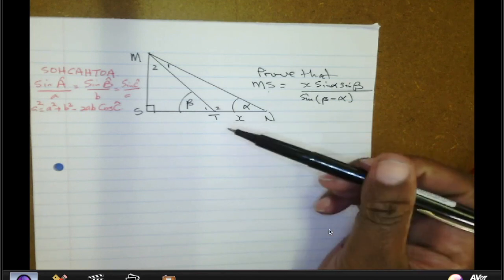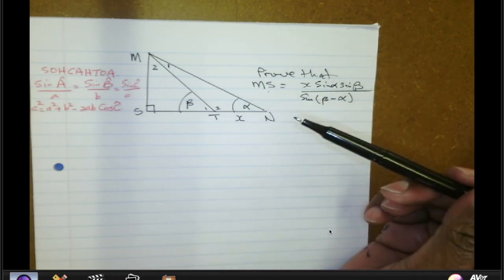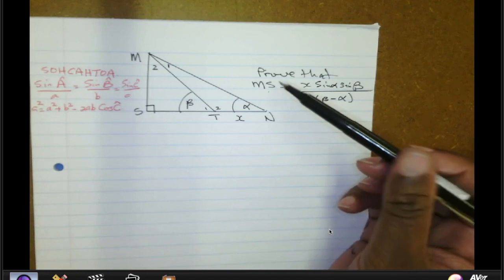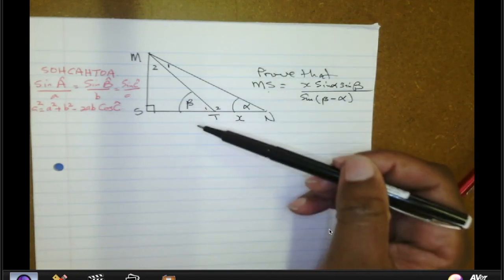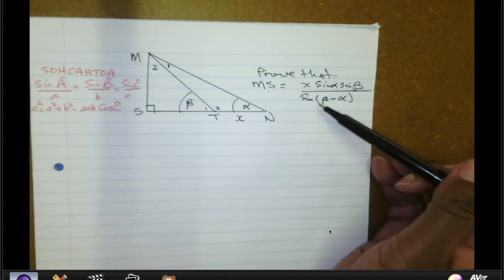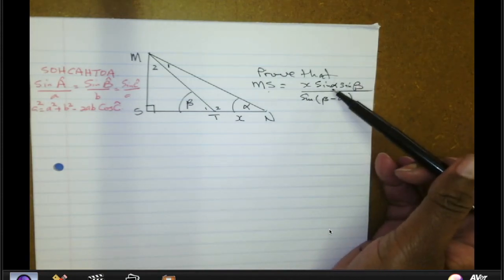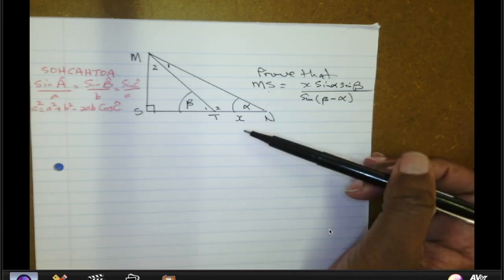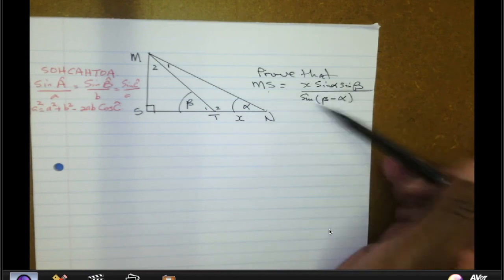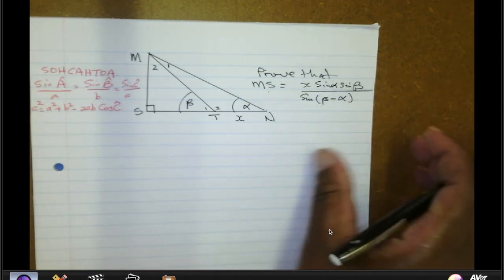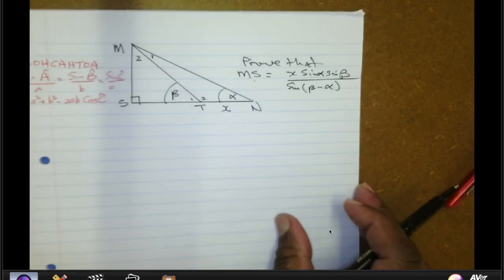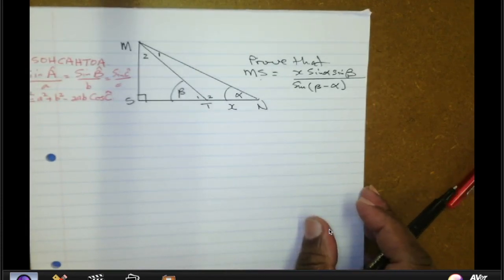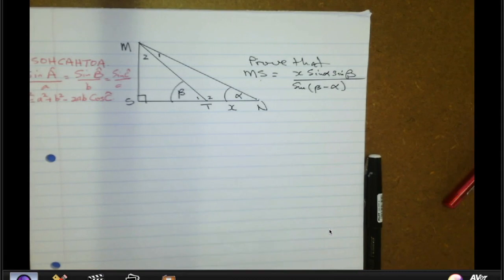So look at the diagram and study the diagram and come up with a strategy that you can use to find MS. Your answer must look like this answer that you see there. So we're going to leave this answer there and find MS ourselves, and the answer that we get should be the same as the answer that they get. We will obviously process this question a little bit differently, but I want to start with focusing on MS itself. I notice that MS is in two triangles, triangle MST and triangle MSN.